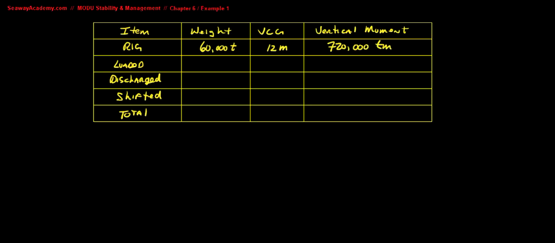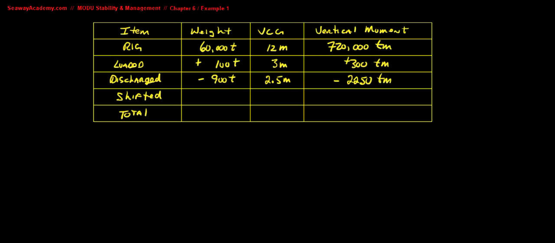We've loaded 100 tons, so put a plus in front of the 100. At a vertical center of gravity of 3 meters, you multiply these together, you get a positive vertical moment of 300 ton meters. We've discharged 900 tons, so put a minus sign in front of this. At a VCG of 2.5 meters, this will give us a negative vertical moment of 2,250 ton meters.